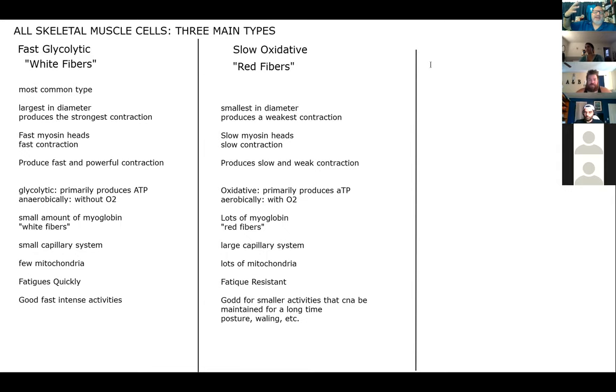Where is the white meat on a turkey? The breast. The breast and the wings. Where is the dark meat in the turkey? Thighs and the legs, right? Think about how a turkey lives. How does a turkey primarily get around?